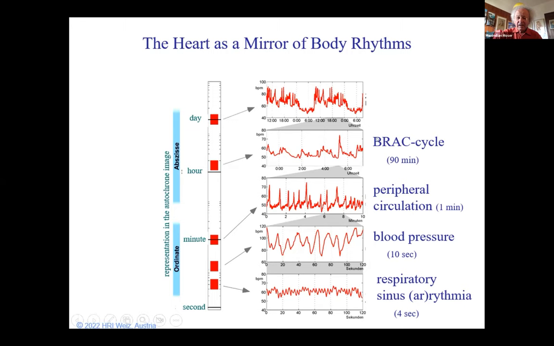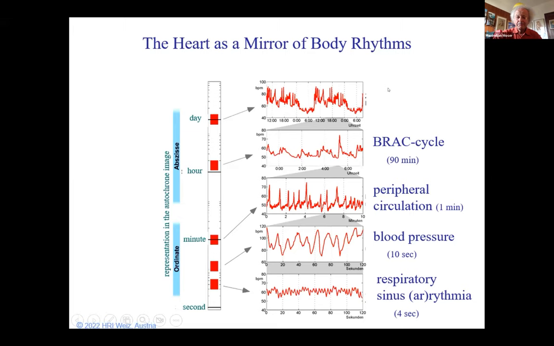Now, this is called the basic rest and activity cycle. It's a 90-minute to 1 to 2 hour rhythm. And you can organize your work, as a practical hint, in 1.5 hour plus half hour break cycles. And you will see that you will have much more effectivity of your work. You will achieve more possibilities when you do this than if you work continuously through without a break.